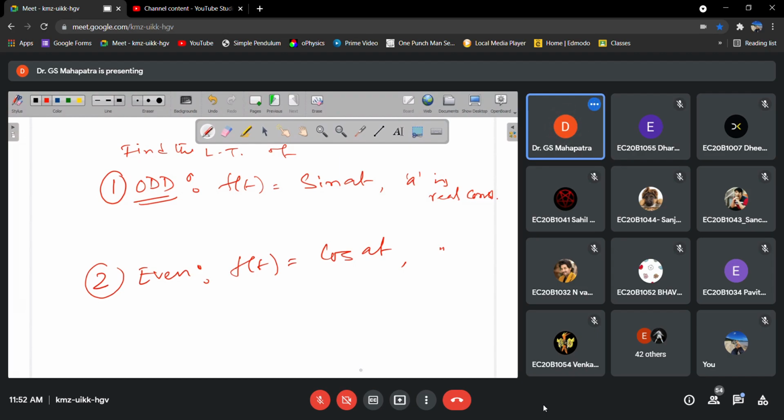Quick. You have written according to your roll number, you write the function f of t equals sin at or cos at. Sine is what type of function, odd or even? Odd, sir. So that's why I gave it to odd roll numbers. And cos at, why is it for even roll numbers?